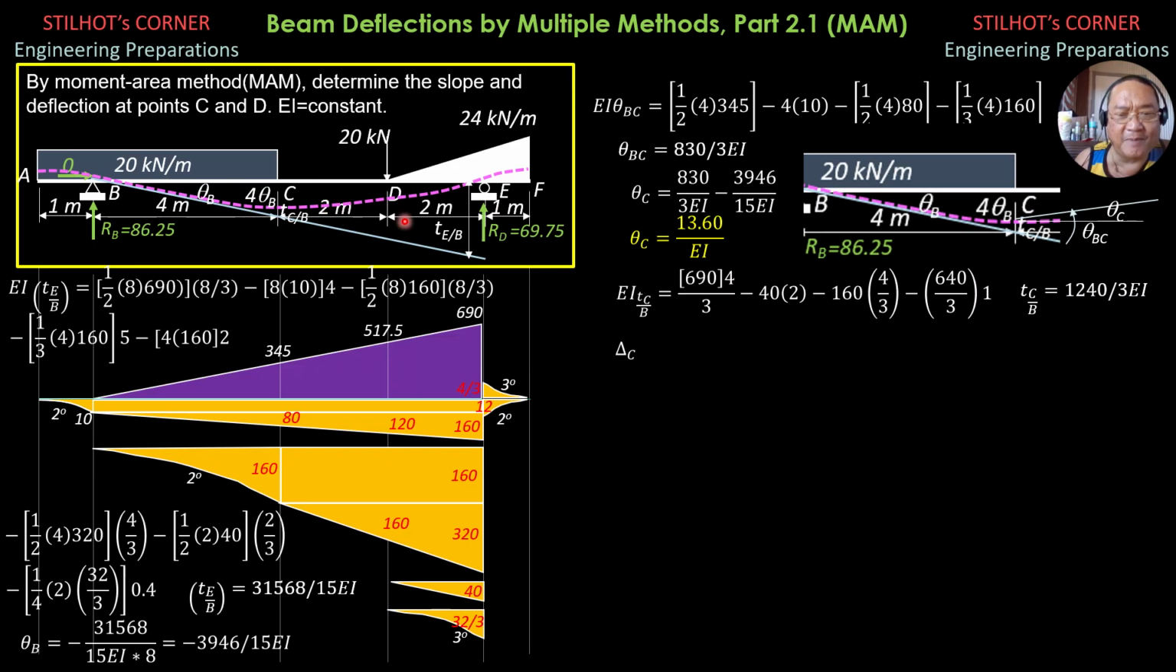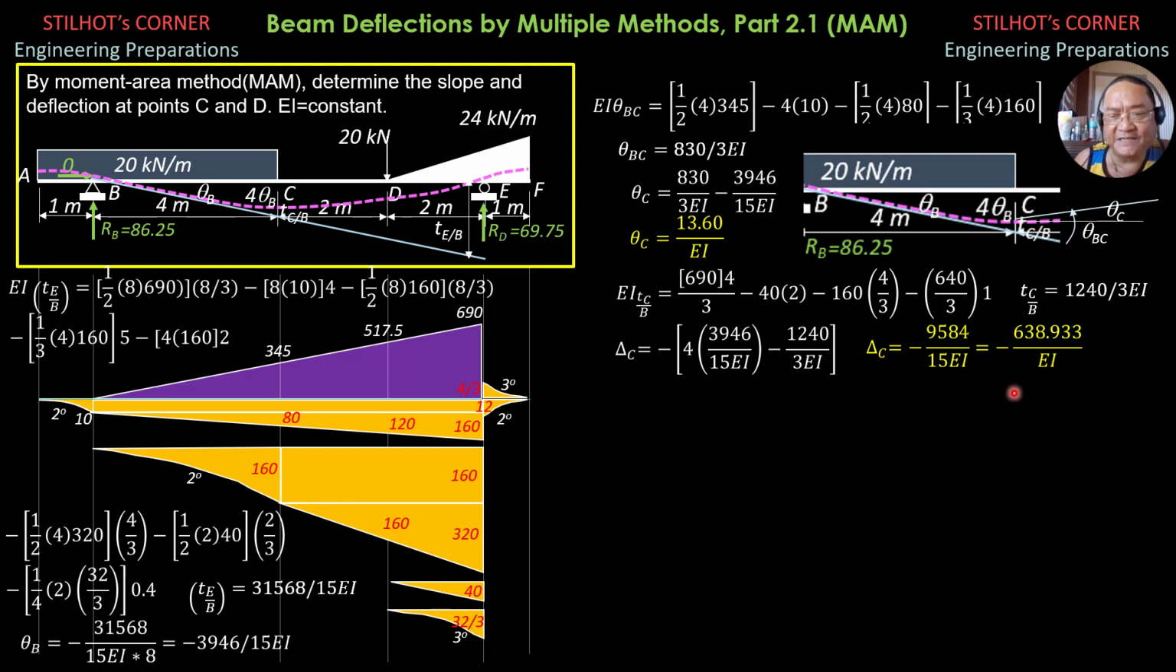It is the negative of the absolute value of 4 times theta B, this vertical leg of the right triangle, then minus the absolute value of the deviation of C relative to B, which is this very small deviation. So delta C is negative 9584 over 15 EI. This is the final answer in decimal form, negative 638.933 over EI. Then we proceed to evaluating the deviation of D relative to B.